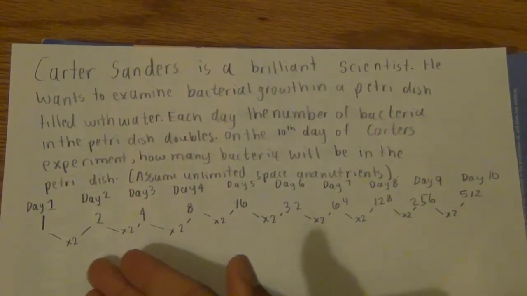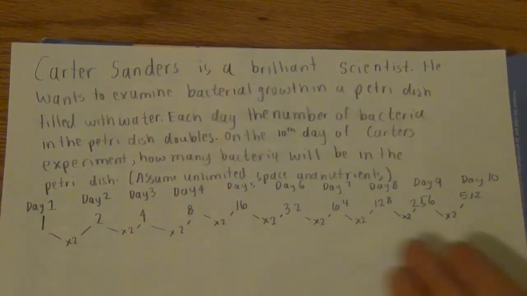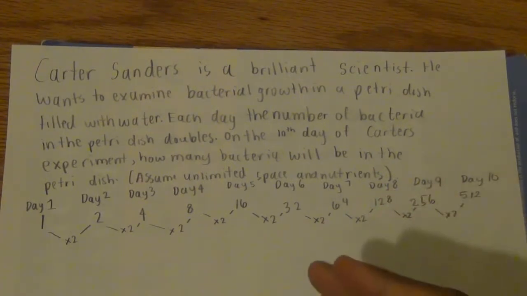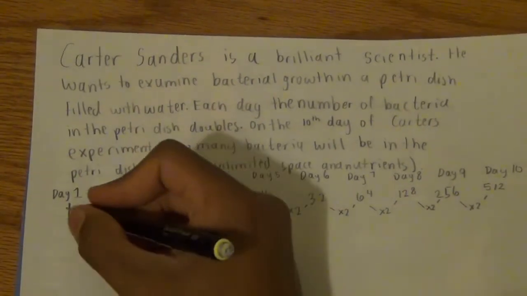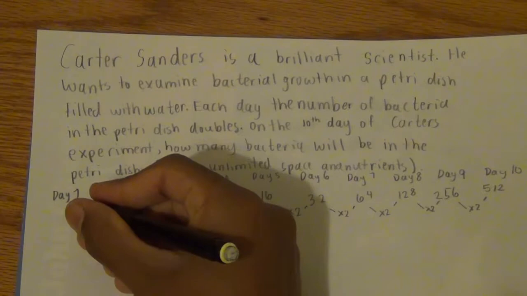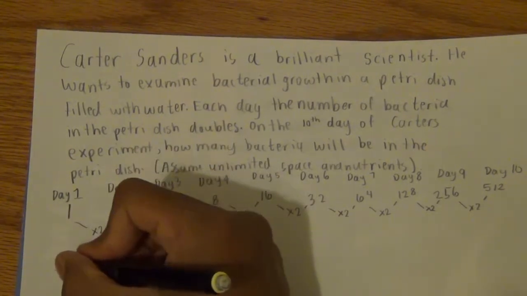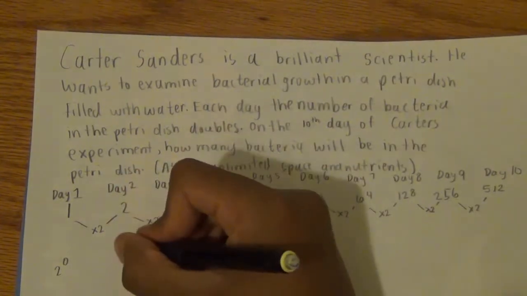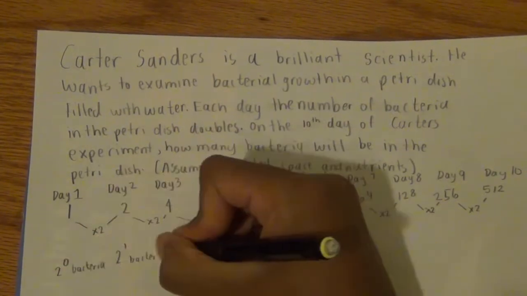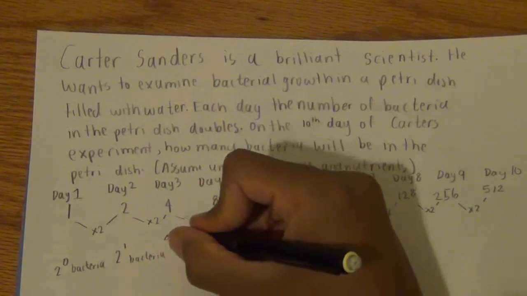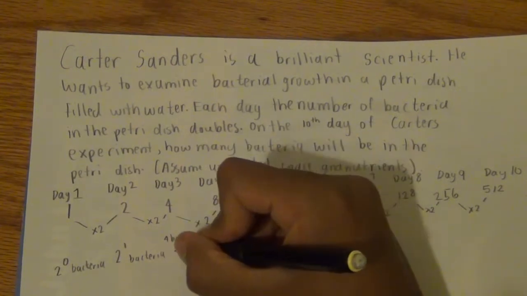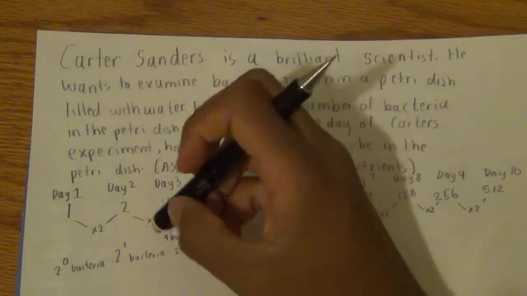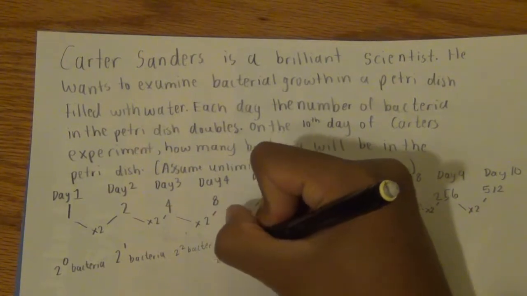So we can form a formula based on this geometric series to estimate the number of bacteria on the nth day. So on the first day, there was 1 bacteria. So 1 is actually 2 to the 0. Now on the second day, there were 2 to the first bacteria. On day 3, again, there were 4 bacteria, which is also 2 squared. Day 4 is 2 cubed bacteria.